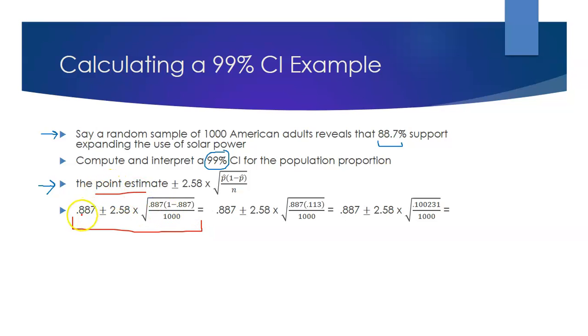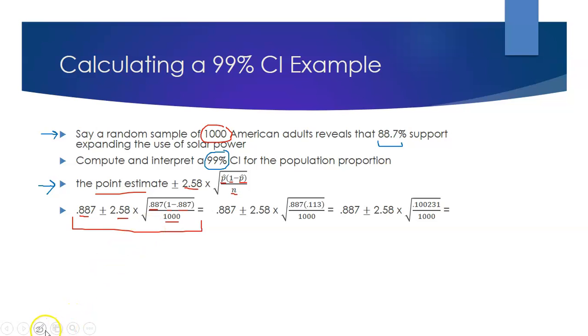So our point estimate is 0.887. We're leaving our value of 2.58. And then we're filling in the standard error here. So p hat is 0.887. Then we have 1 minus p hat, so 1 minus 0.887, divided by n. So our sample size is 1,000 based on what was given to us in the question. Now these remaining bits of information just show you how we are reducing or solving for the standard error. So these are the same numbers that were on the slides a couple slides ago, right?